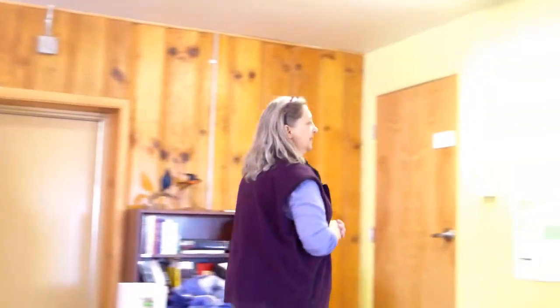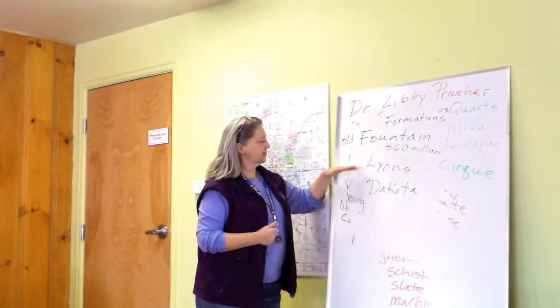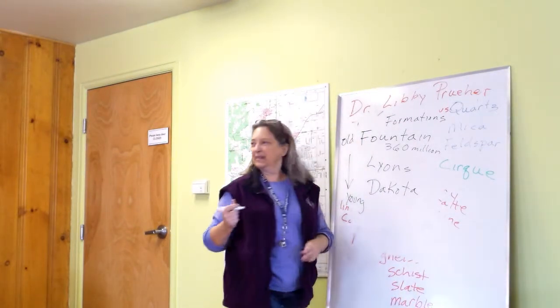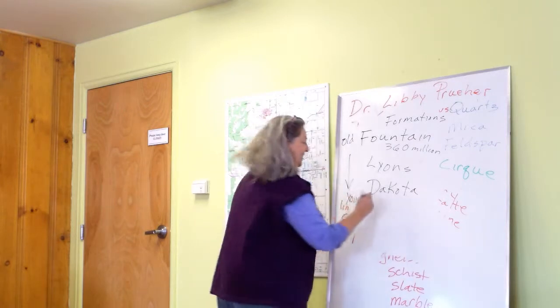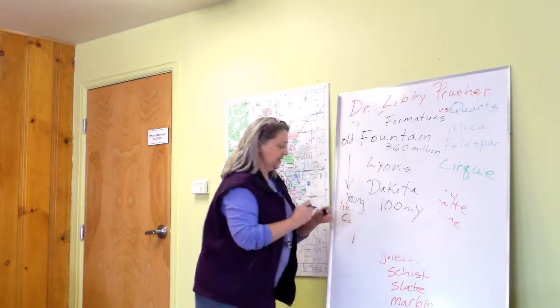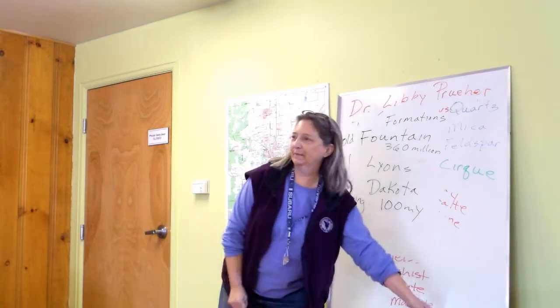So the Fountain Formation is the remnants of the first mountain range that was in this area. And then we'll see the Lyons, which is middle age, and then we'll see the Dakota, which is 100 million years. Man, I am giving you guys plugs today, aren't I? And the Dakota is where the famous dinosaur footprints are.